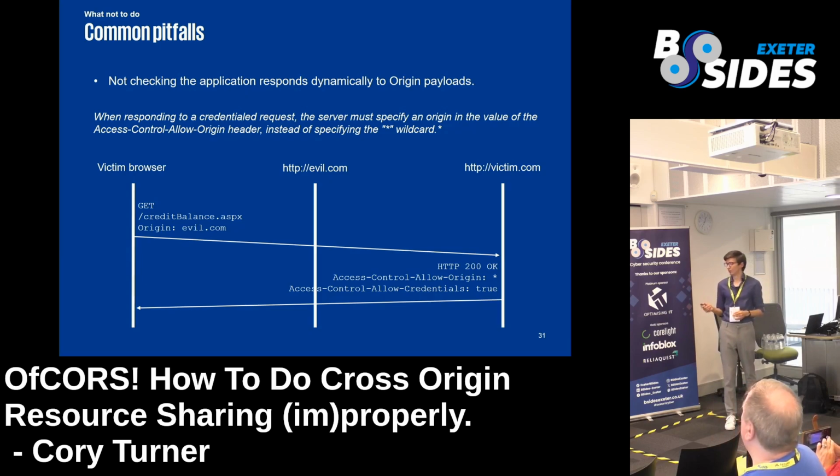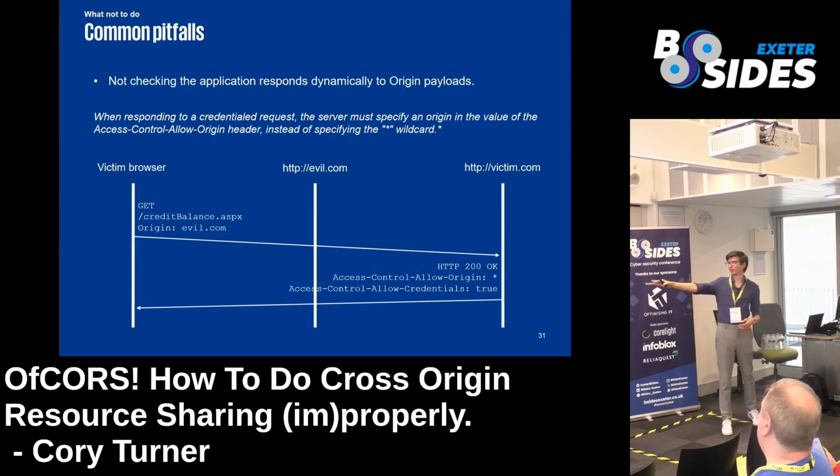The first thing I most commonly see is not checking that the application actually responds dynamically to origin payloads. We have this straight from Mozilla's documentation: when responding to a credentialed request, the server must specify an origin in the value of the ACAO header instead of specifying a wildcard. So if you're not getting a dynamically generated origin back from the server, so you send Origin evil.com in your request, and it's not being dynamically generated, it's likely not got an issue there. Essentially what that looks like is this: regardless of what you're sending in your origin header, it's just responding with the same thing over and over again.